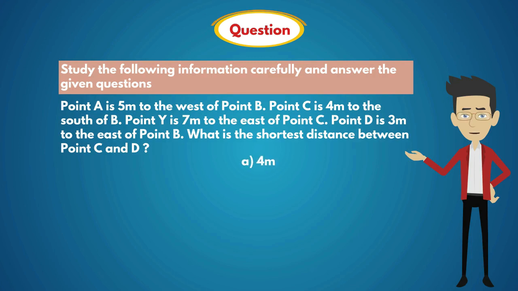Options are Option A 4 meters, Option B 5 meters, Option C 6 meters, Option D 7 meters, and Option E none of these.